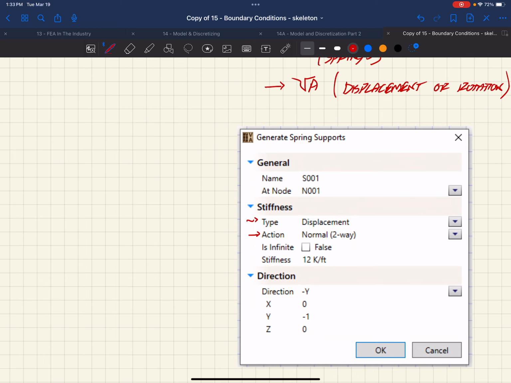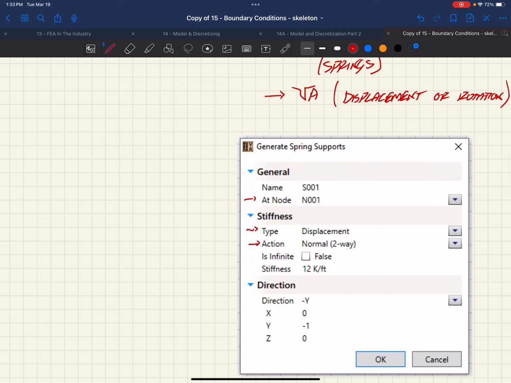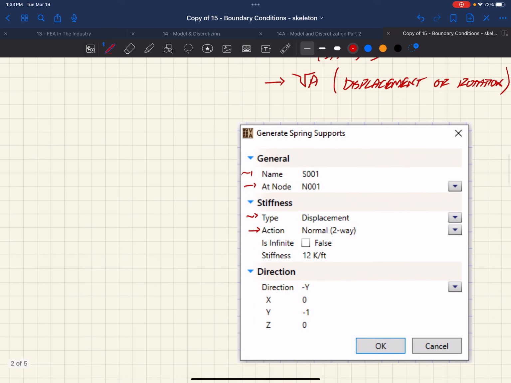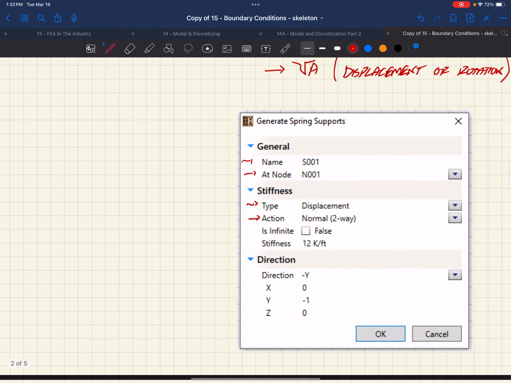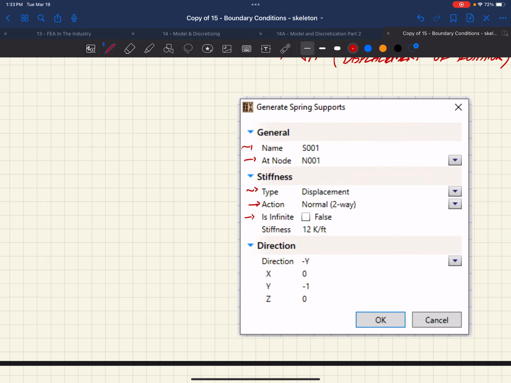So we can say action, two-way. Is it displacement or rotation based? We're applying a generated spring support at a single node. We can name that spring support for some reason if we wanted to. We can make it infinitely stiff if we wanted to. The reason why you would do that is if for some reason you wanted two-way action, or say one-way action, where if you apply load to the spring in one direction, it has a stiffness, and in the other direction, it's free. So an example of that would be a slab on grade.